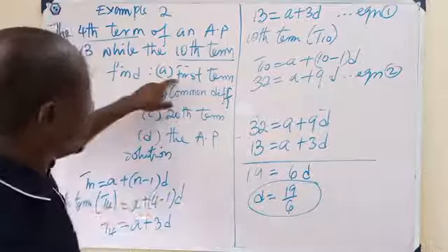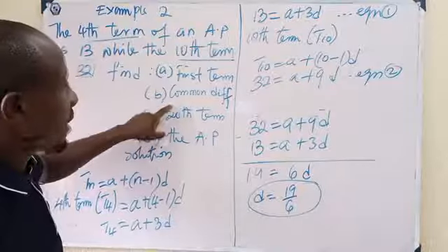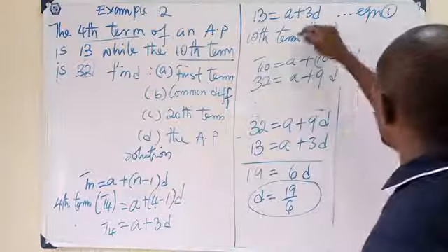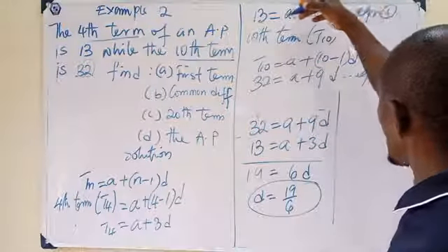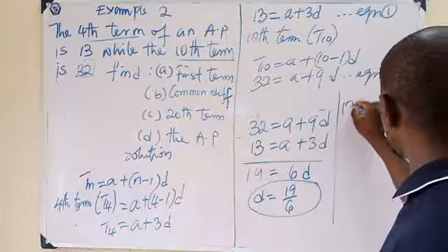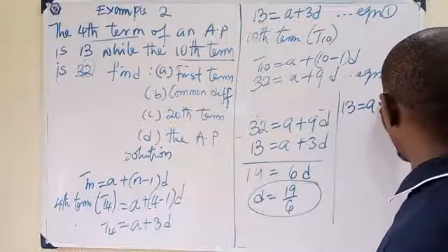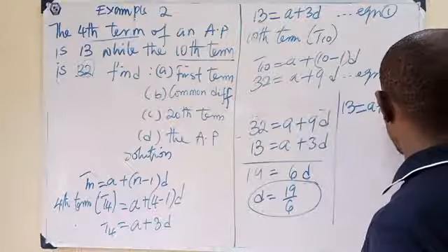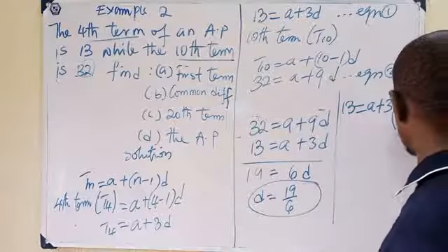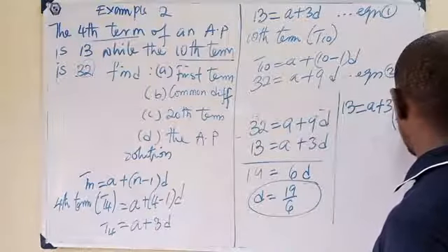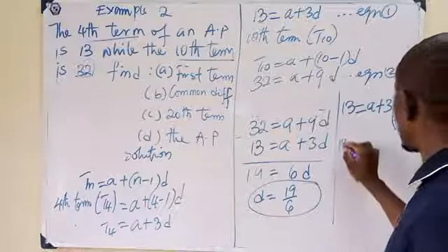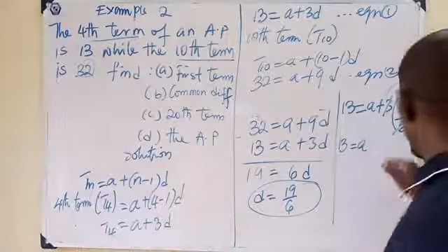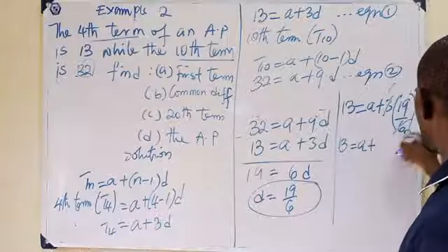Remember they said we are to find the first term and the common difference. So let's find the first term. We can use any equation here, so let's use equation 1. So we have 13 is equal to A plus 3 times D, and D is 19 over 6. So 13 is equal to A plus 19 over 2.